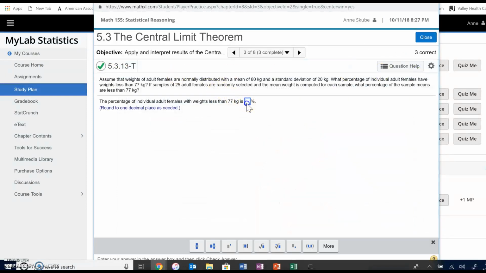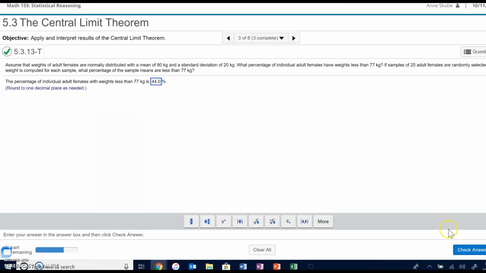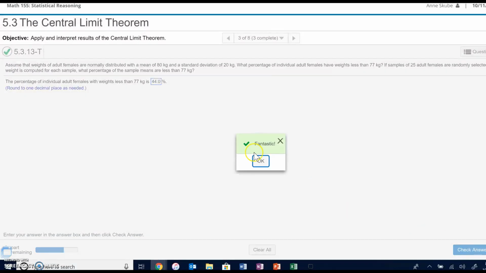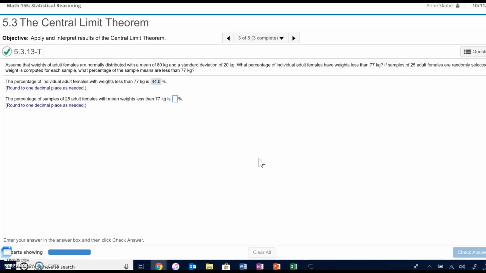Let's put that in, make sure we're on the right track. Maximize so we can get this. Let's check our answer. And we are right. Now let's go to the second part of our problem.